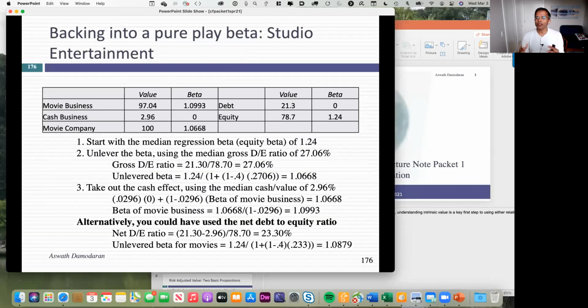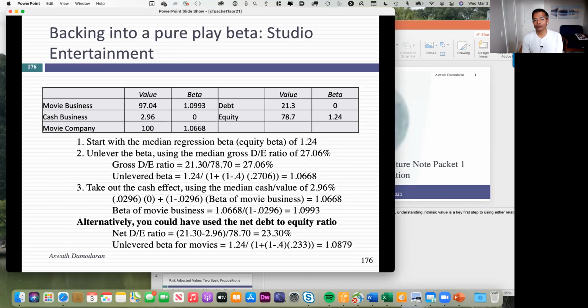And in fact, one way to think about these betas is to think in terms of a financial balance sheet. The typical movie company is about $21 of debt and $79 of equity. So that's their typical breakdown. But they also have about $3 of cash and $97 of being in the movie business. My objective is to get a beta just for being in the movie business.